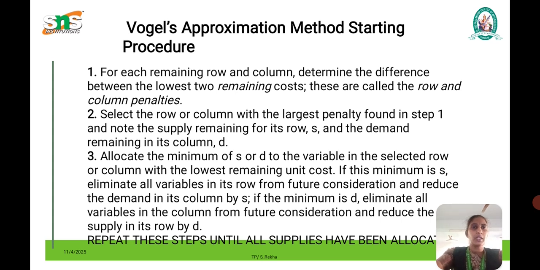This Vogel approximation method is otherwise called the VAM method. Here, as a penalty method, we take the minimum value and the next minimum. For example, 2 and 3: 3 minus 2 gives 1. For 4 and 6, the minimum values, we subtract 4 from 6 and get 2. Among the penalties, we choose the highest penalty, either the row or column, and repeat the procedure as in the northwest corner and least cost methods.